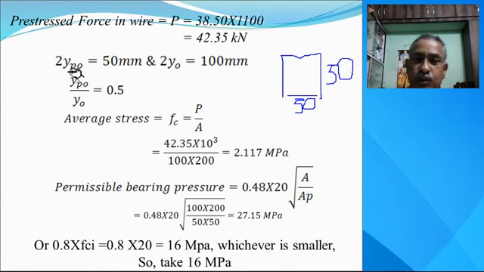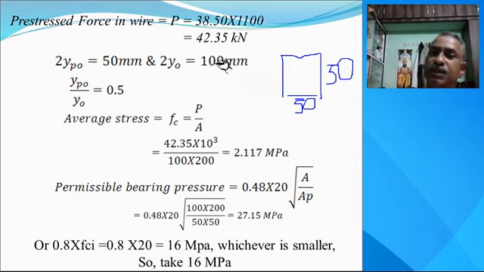Okay, so 2y_po is equal to 50 and 2y_o is equal to 100, because the width of the beam is 100 mm. So 100 by 50. So y_po divided by y_o, or we can say 2y_po divided by 2y_o, is 50 divided by 100, which gives 0.5.